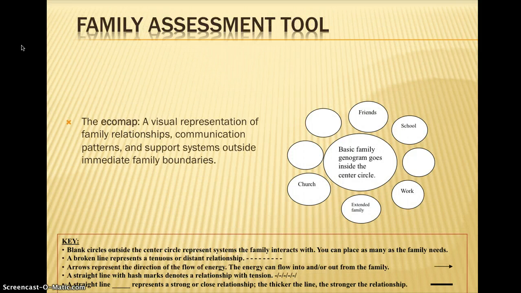Another family assessment tool is the Family EcoMap, and it is a visual representation of relationships, communication, and support systems outside that immediate family. So the key shows you can indicate some relationships, and so you may see where energy flows out and into that family and where there are stronger relationships.